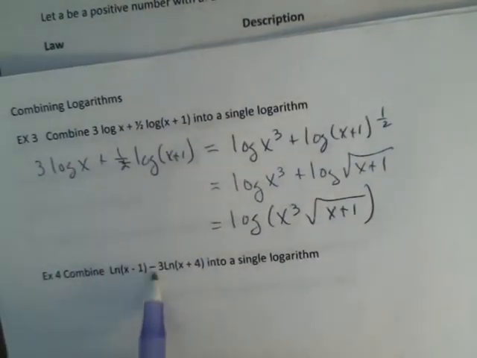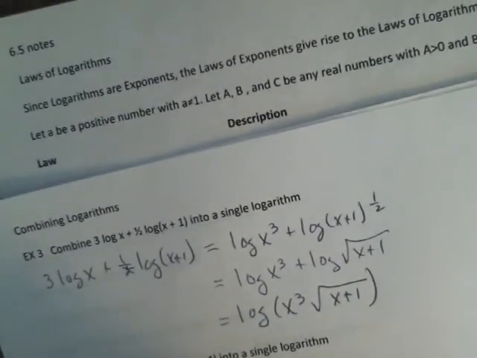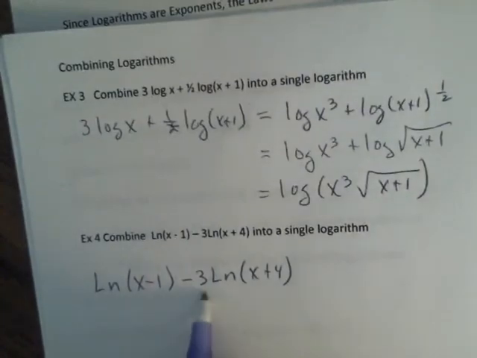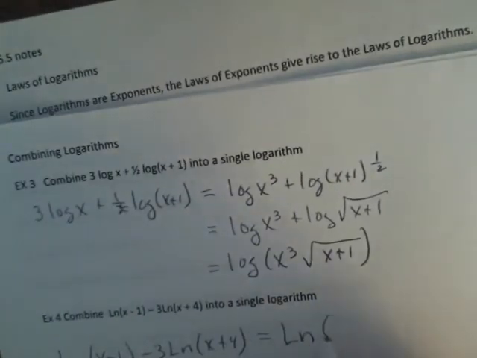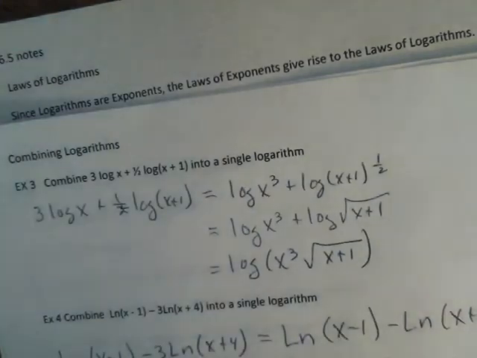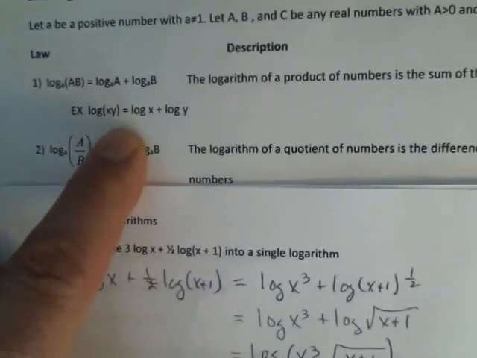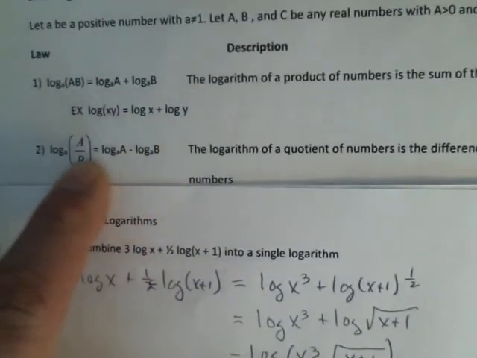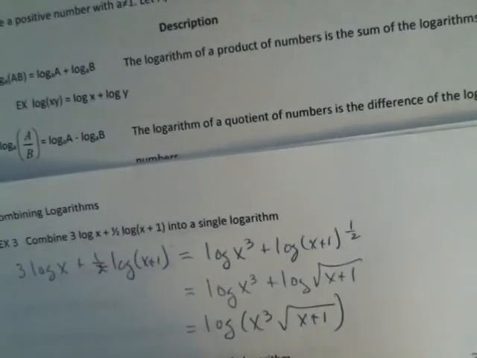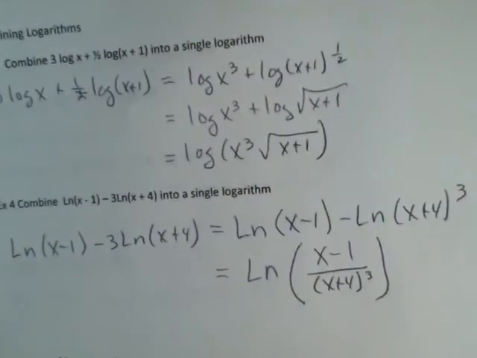In example 4, we have a difference of 2 logs. So the difference means we apply law 2, but first we have to apply law 3. So this is the natural log of x minus 1, natural log of x plus 4 cubed. Again, looking back at our laws, we want to end up with this. So I say, okay, that is the single log, and then I create my quotient, x minus 1 over x plus 4 cubed, and I'm done.